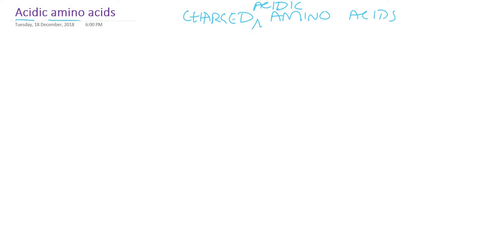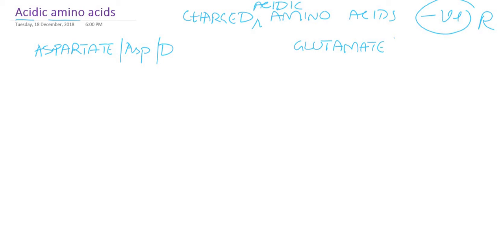When you say acidic, it means they should have negatively charged groups in the side chain. There are two acidic amino acids. One is aspartic acid, or we can call it aspartate. It has the three-letter abbreviation ASP, the first three letters, and the single letter abbreviation is D. Another amino acid is glutamate or glutamic acid, and the three-letter abbreviation is GLU, again the first three letters, whereas the single letter is E.